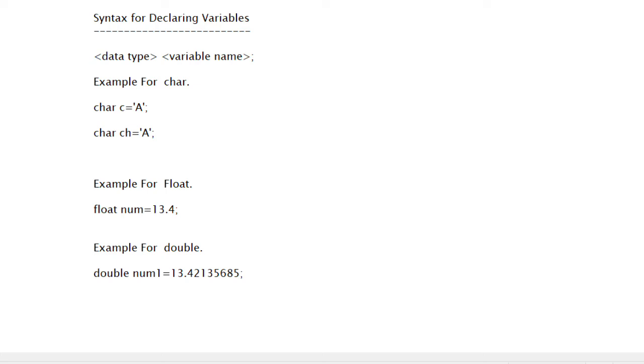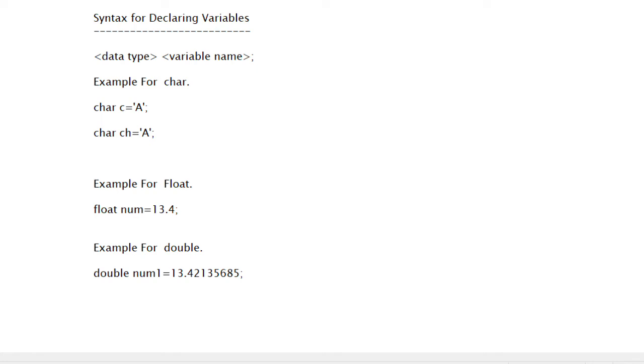Now float. The difference between float and int, char: in int and char data types we can store non-decimal numbers and characters, but in float and double data types we can store fractional values, that means decimal point numbers. That's the main difference between integral types and floating point types.